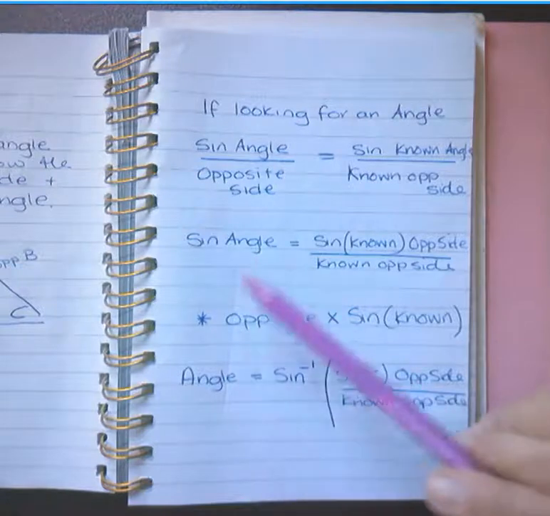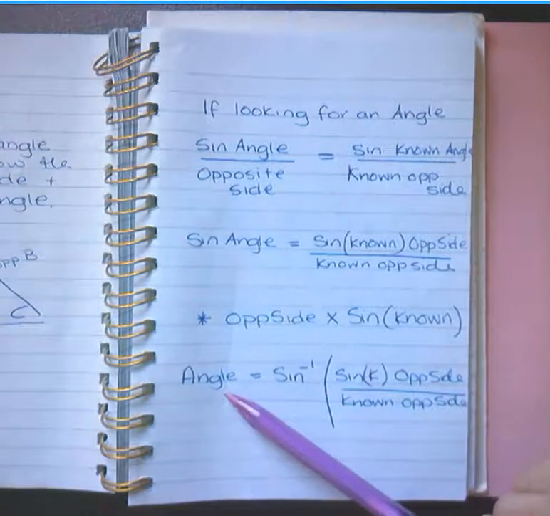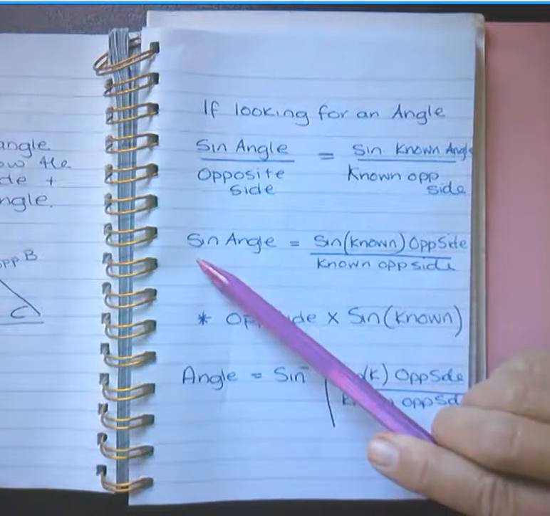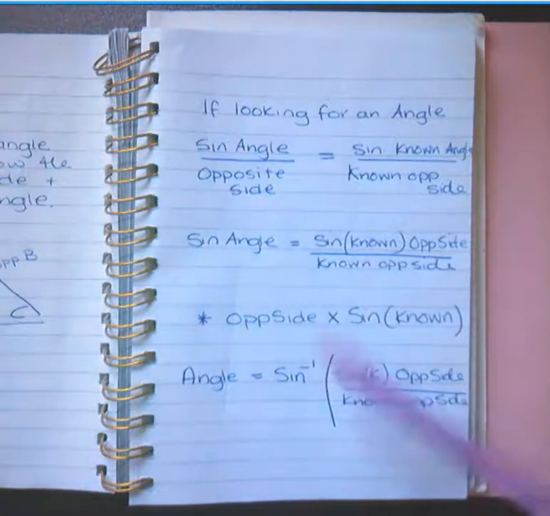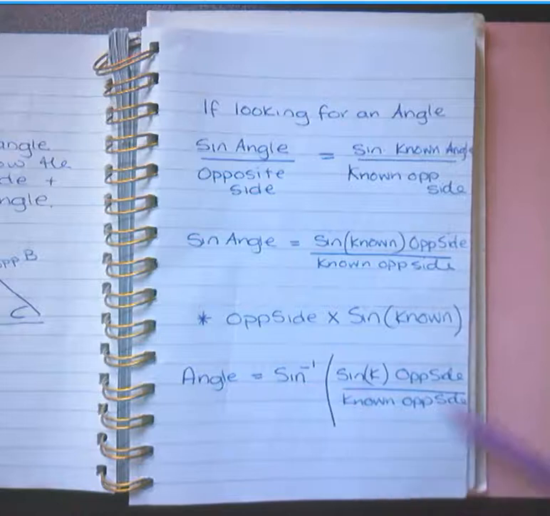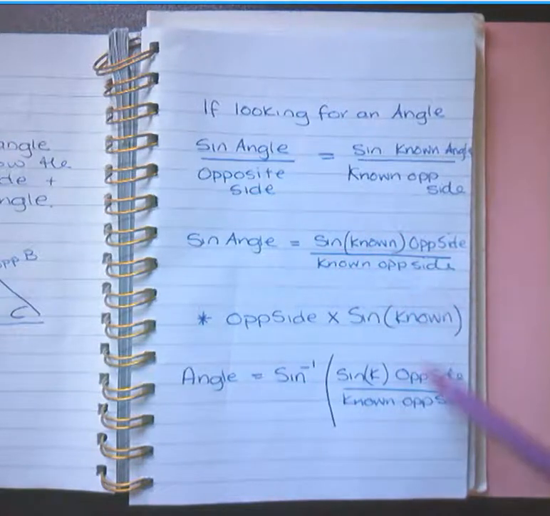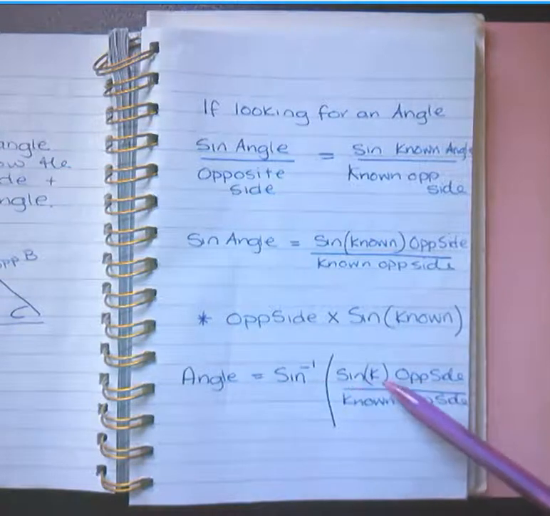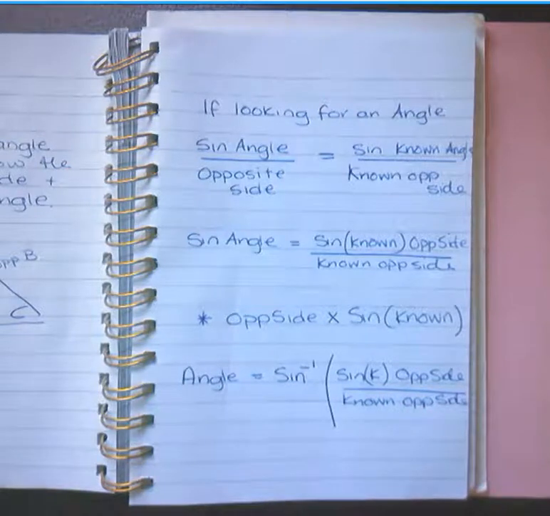And then the final step is we don't want the sine of the angle. You want the angle itself. So you are going to get rid of the sine from this side of the equal sign. How you do that is you bring it over and you invert it, so you get sine minus 1. So you get the sine minus 1 of everything that was on this side of the equal sign. So you're getting sine minus 1 of the opposite side times the sine of the known angle divided by the known opposite side. Okay, and that's if we are looking for an angle.